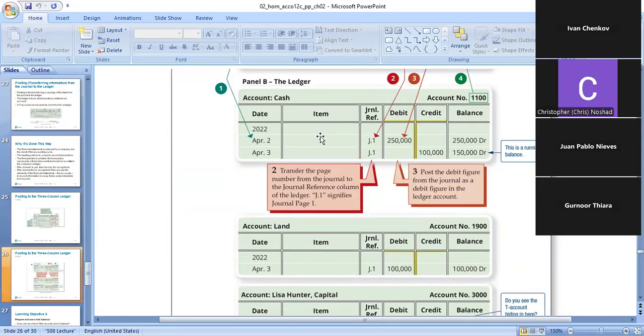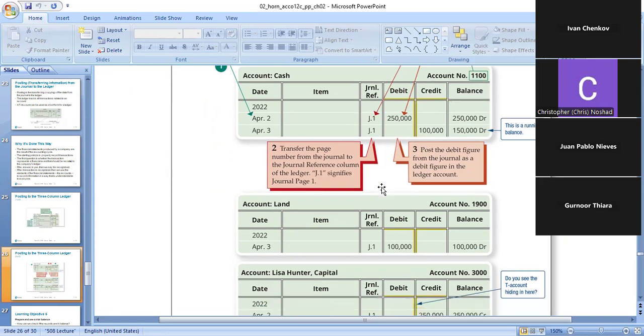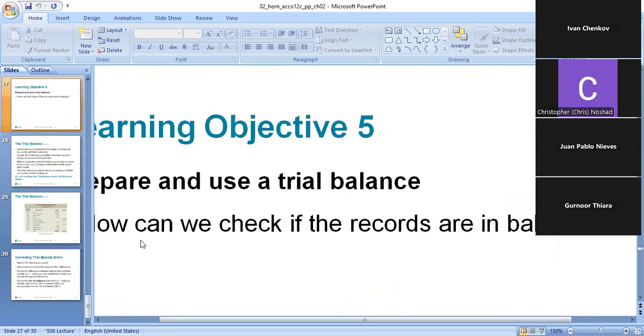Then we're going to go to the ledger. In the ledger, we're going to see the summary, what happened in the account. Money coming in, money going out, balance. And that balance is going to be the one that flows to the trial balance.